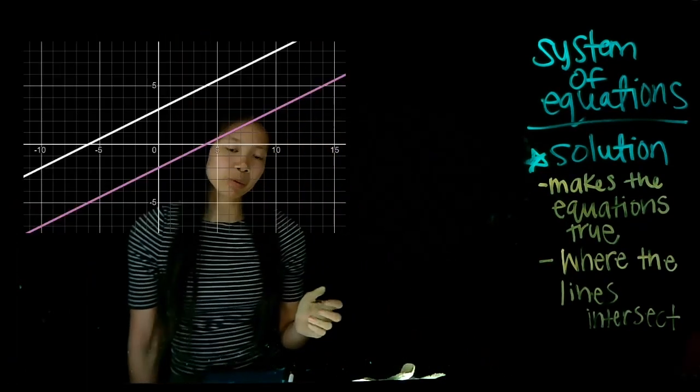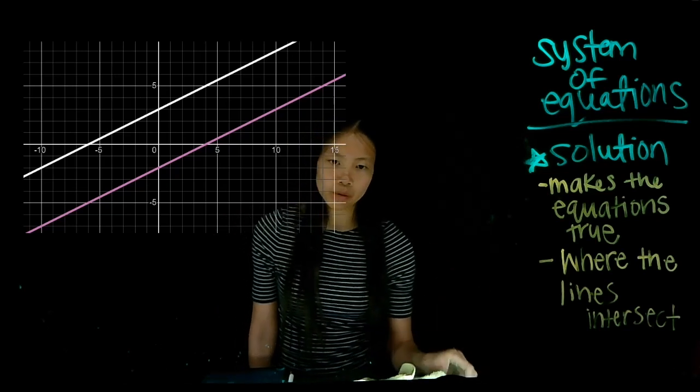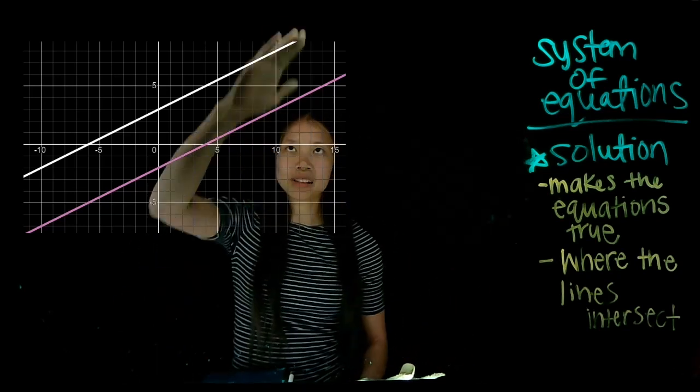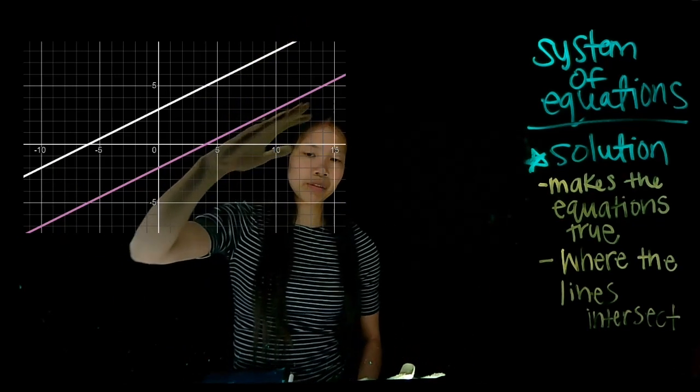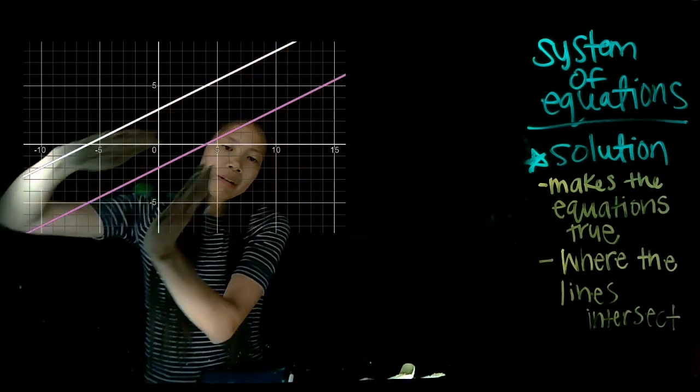All right, sometimes we're just given a graph and we need to figure out what is the solution to the graph or to the system of equations. So I got this line up here graphed, and I also have this line over here graphed. I notice that these lines are parallel. They have the same slope. They will never run into each other.